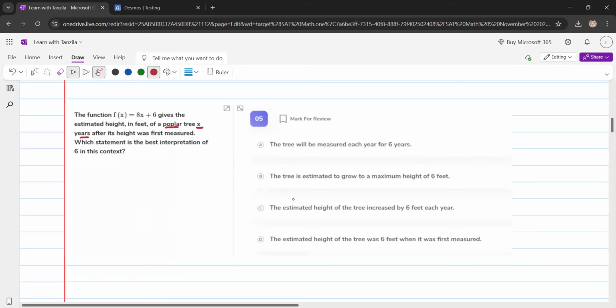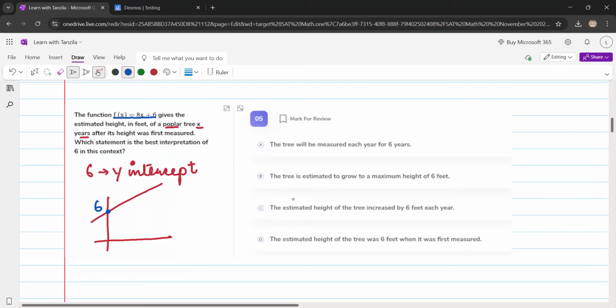So I can see that this is a linear equation, which is in the slope intercept form. So 6 is my y-intercept. Okay, and my graph is gonna look like this, and here I will have a 6. If you are not very sure how this graph is gonna look like, just put this equation in Desmos, you will see the graph. So what are we finding? The best interpretation of 6.